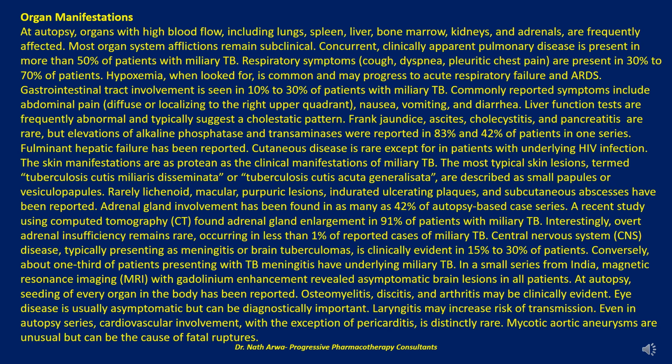Central nervous system (CNS) disease, typically presenting as meningitis or brain tuberculosis, is clinically evident in 15% to 30% of patients. Conversely, about 1/3 of patients presenting with TB meningitis have underlying miliary TB. In a small series from India, magnetic resonance imaging (MRI) with gadolinium enhancement revealed asymptomatic brain lesions in all patients. At autopsy, seeding of every organ in the body has been reported.